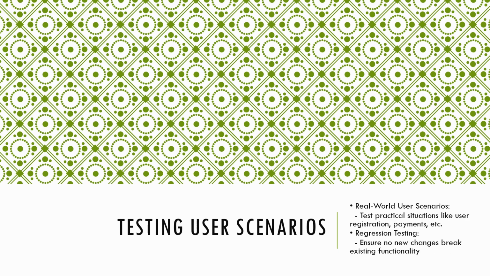Testing user scenarios ensures that the system performs correctly in real world situations. Think about how users will interact with your application. Actions like registration, payments, or even error handling should be tested. Regression testing is also important to make sure that new changes don't break previously working features.